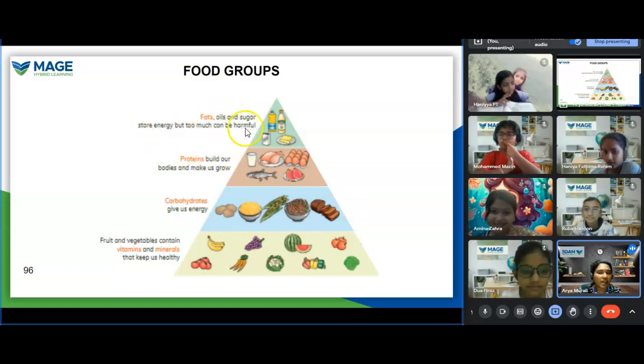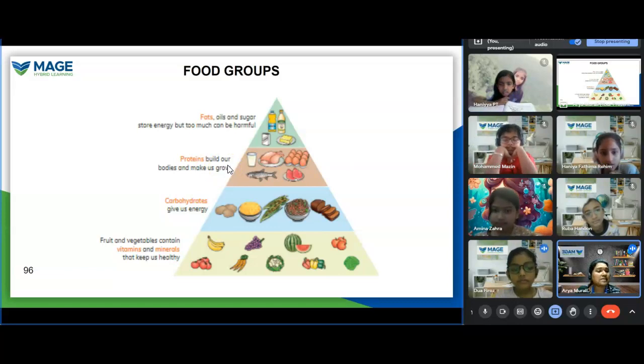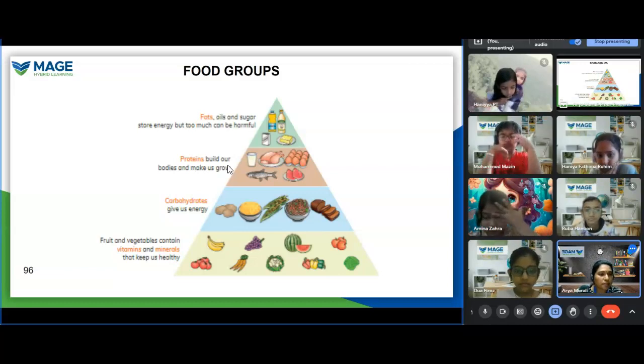And first one is fat, oil, and sugar, and it helps to store the energy. Okay, next one is protein. I think you know that, right? Protein builds our body and makes us grow. It helps in body building. So it is called body building foods that make us grow bigger. They make us grow.